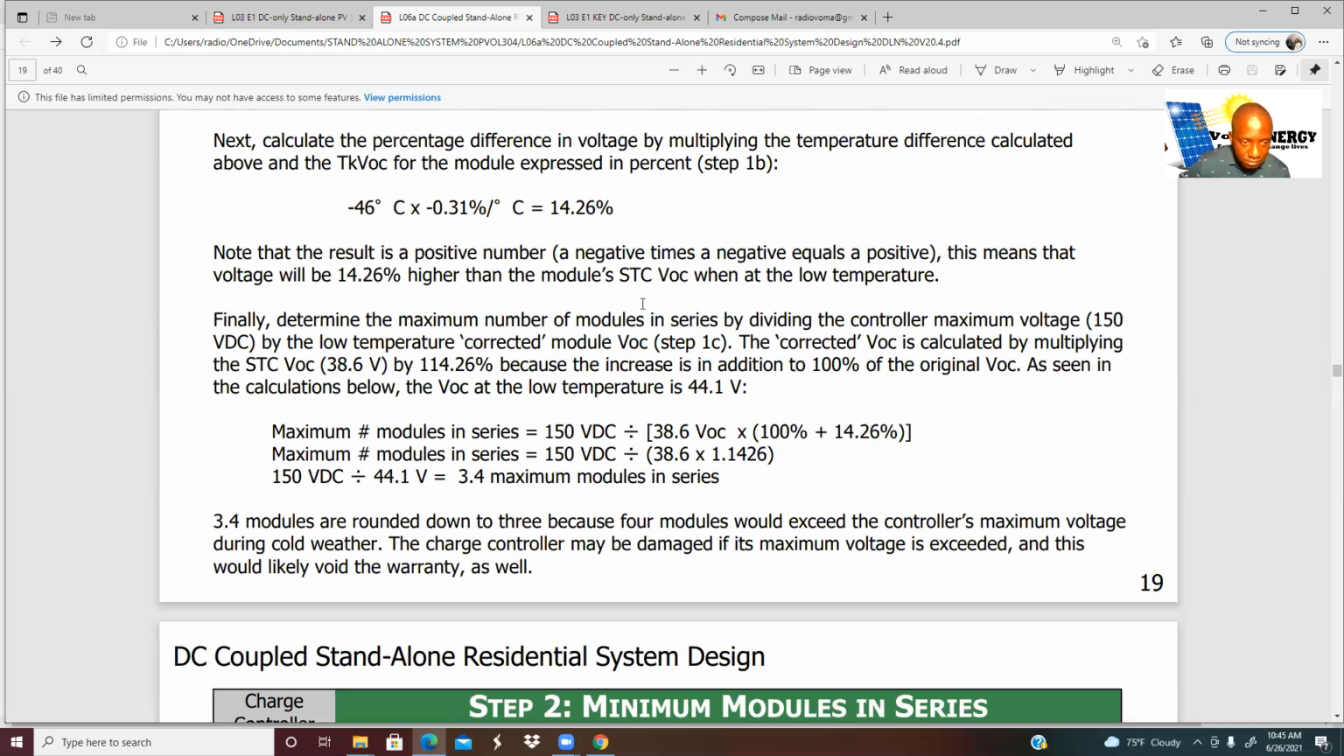Now, the maximum modules in series is 150 volt divided by the module voltage times 100%. So that one is 100% plus 14.26%. The maximum modules in series is 150 volt divided by 38.6 times 1.1426, which is 150 divided by 44.1 volt. We got 3.4 maximum modules in series. So we're going to round it either up to 4 or down to 3.